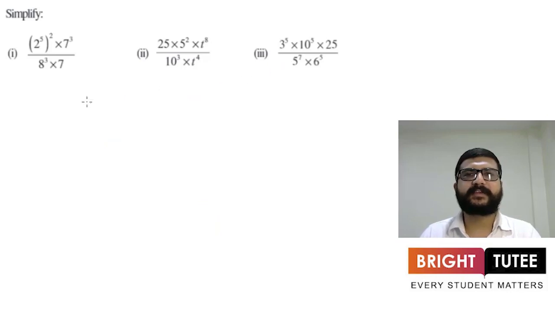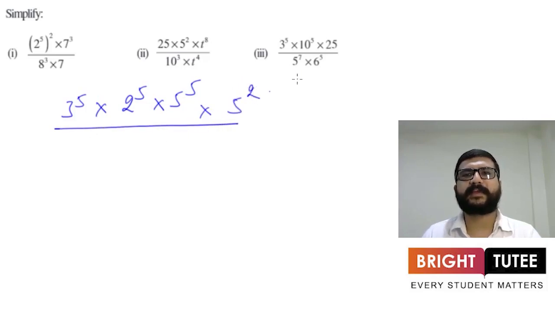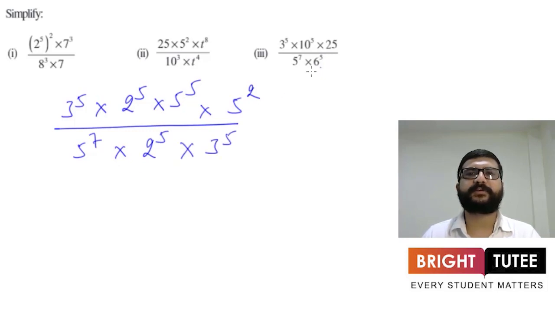So here we are having 3 to the power 5 into 10 to the power 5. This can be written as 2 to the power 5 into 5 to the power 5 into 25, which is 5 to the power 2, divided by 5 to the power 7 into 6 to the power 5. This can be written as 2 to the power 5 into 3 to the power 5, because 6 is 2 into 3.